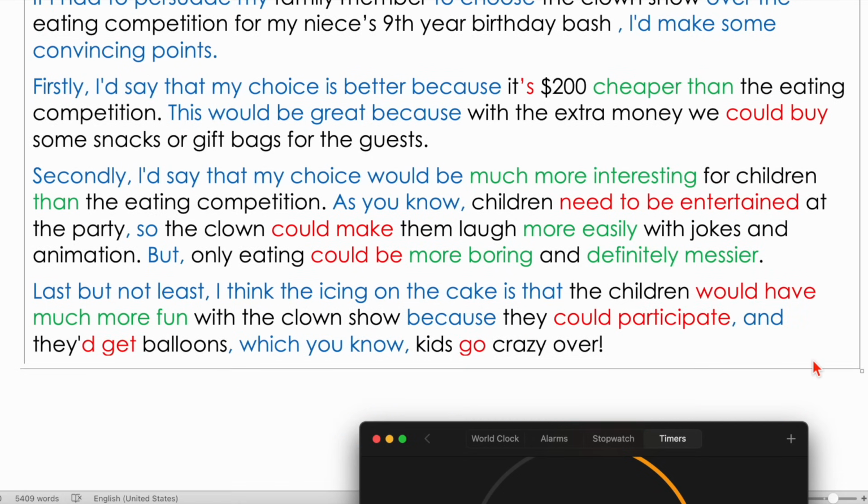Last but not least, I think the icing on the cake is that the children would have much more fun with the clown show because they could participate. And they get balloons, which, you know, kids go crazy over.